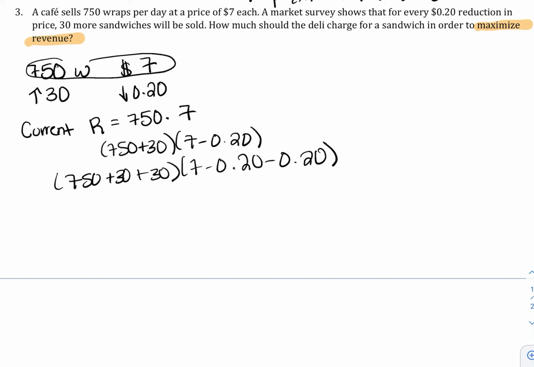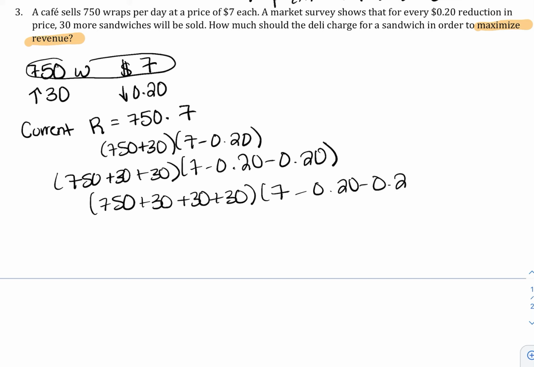So plus 30, plus 30. And I can keep doing this, right? So I can add 30 3 times and reduce it by 20 cents 3 times. So every time I do a 20 cents reduction, I add a 30. So what is changing is the amount of times that you're subtracting 20 cents and the amount of times you're adding 30. So in this one, it's 1 time. In this one, it's 2 times. In this one, it's 3 times.